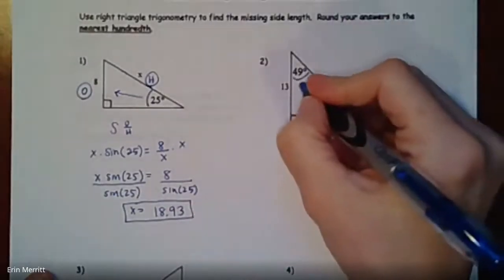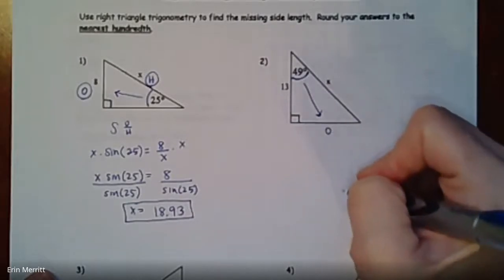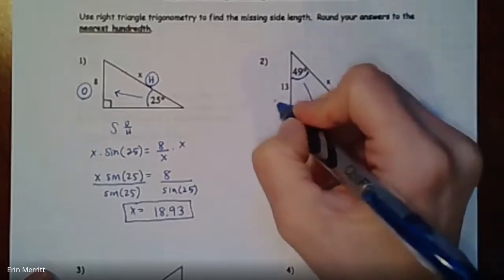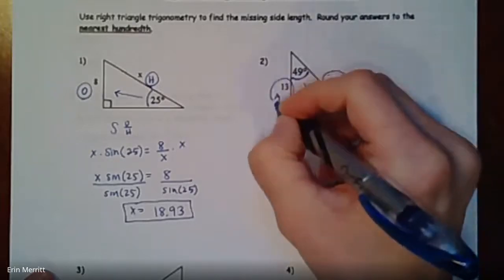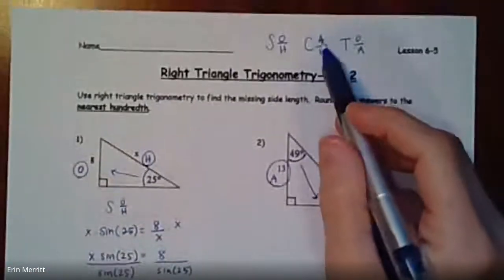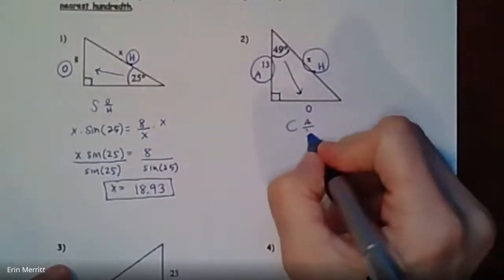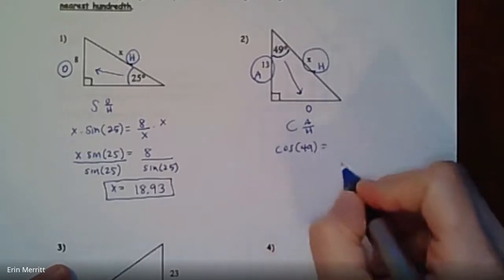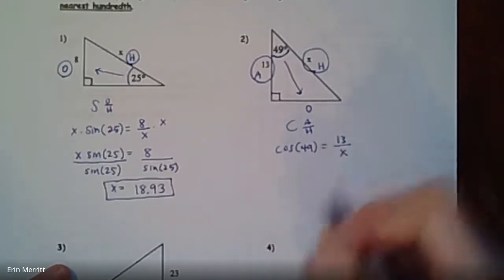So 49 degrees, label your sides. So here's opposite. You don't really need it in this case because there's nothing there, but if you want to practice, hypotenuse, adjacent. The two sides with labels are the hypotenuse and the adjacent, which means adjacent over hypotenuse, that's cosine. So if we think cosine of 49 degrees equals the adjacent 13 over the hypotenuse x.